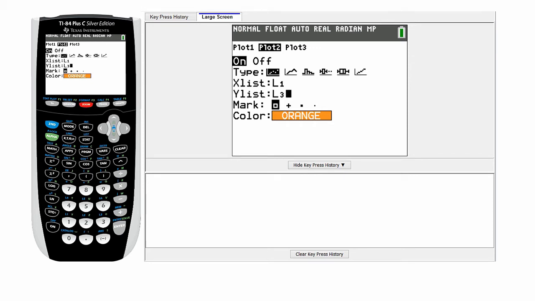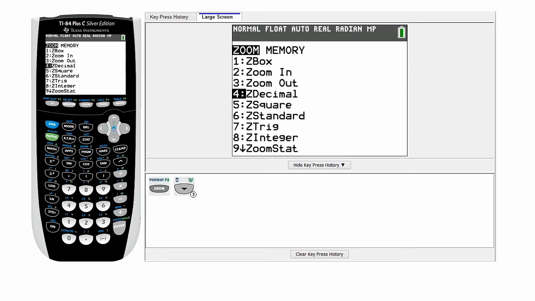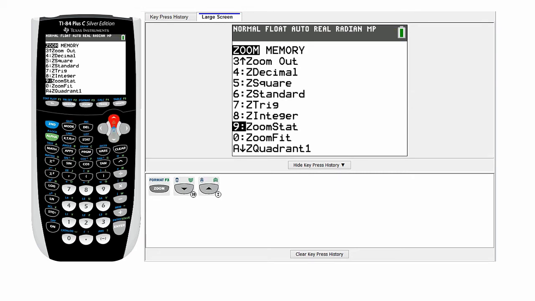Start with zoom. We want number 9, which is zoom stat. We can either arrow to zoom stat, then press enter, or just press 9 on our calculator.